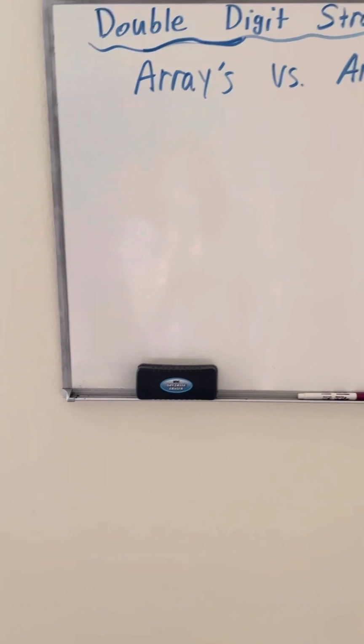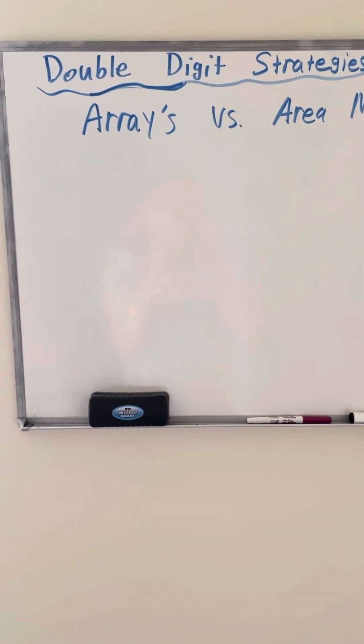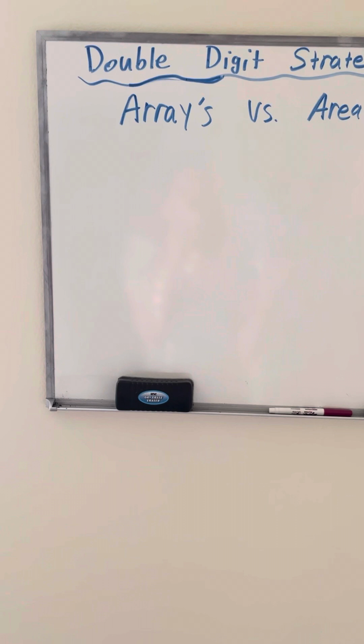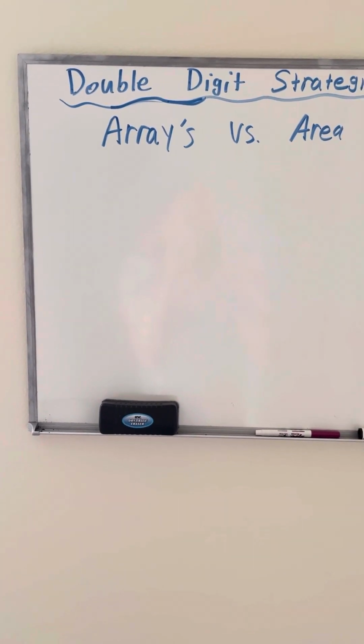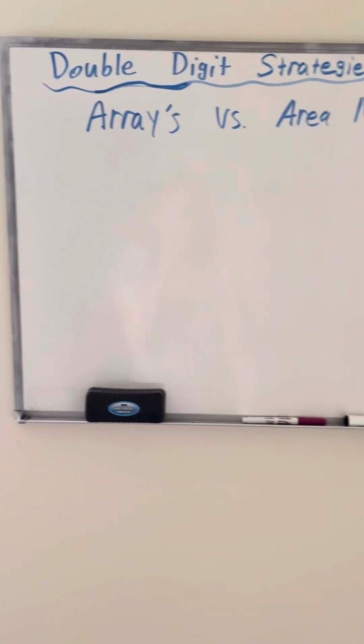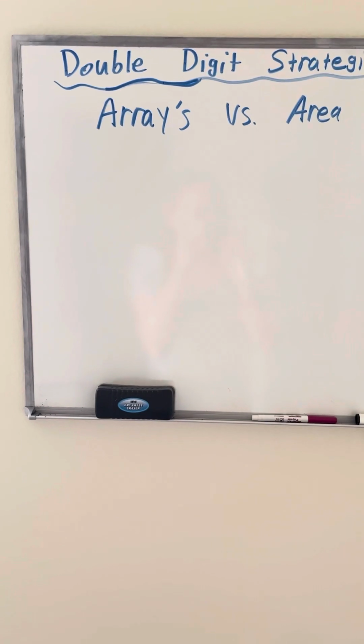I do want to warn you though, on some of the problems when you are doing arrays, I don't know why they decided to give you really huge numbers. They're all double digits, but they give you really huge numbers, but tiny, tiny squares. So I promise that the examples today will be really, really easy. So let's start with arrays.